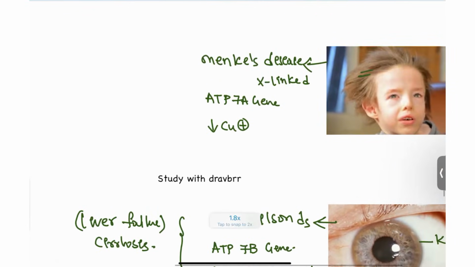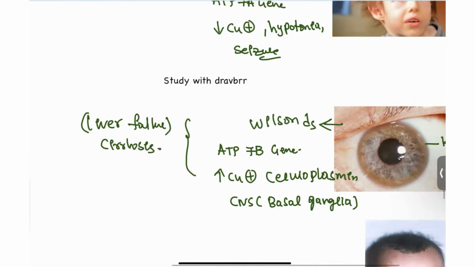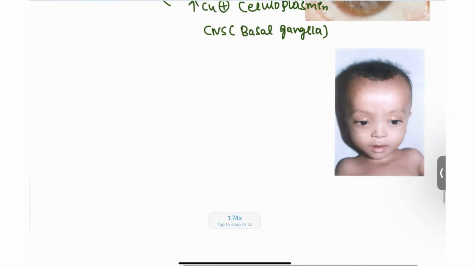Next, Menkes disease is commonly associated with kinky hair and also hypotonia and seizures. Usually in early childhood the patient will die.